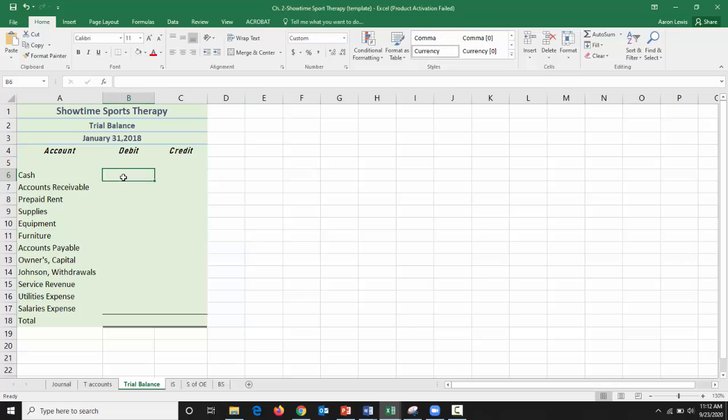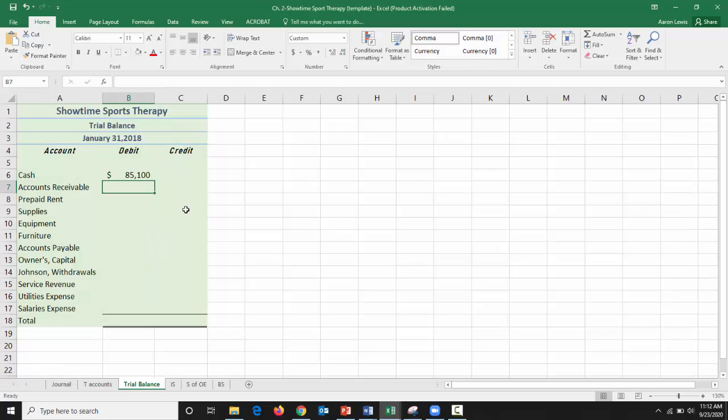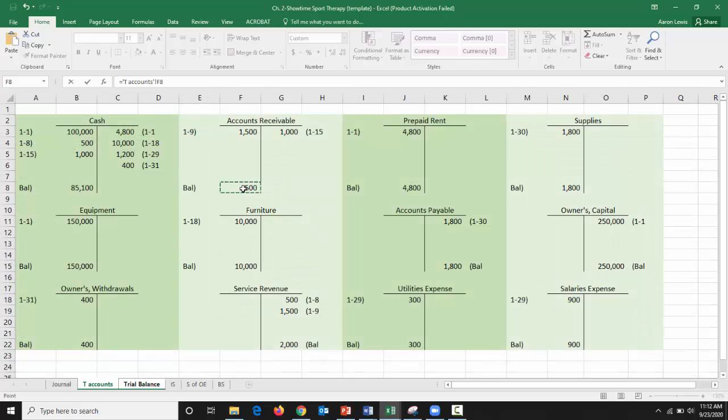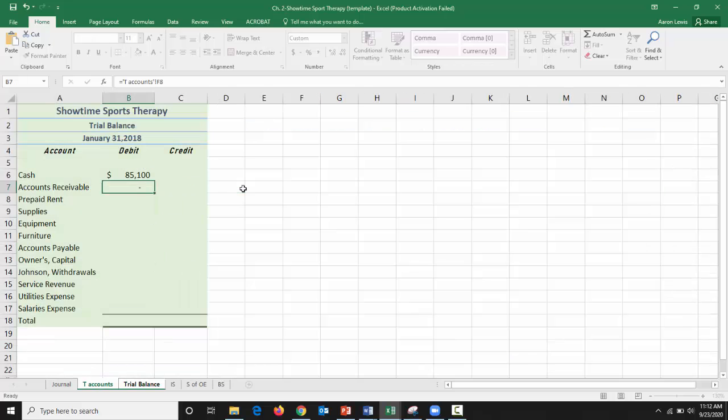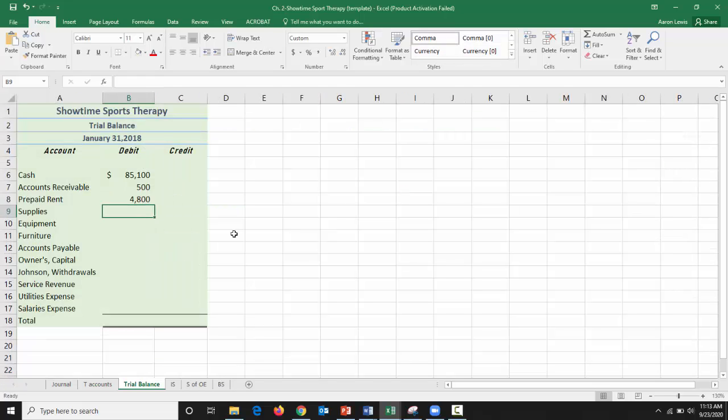So cash was the first account we had. Cash, according to our T's, has a debit balance of $85,100. Well, let's go and bring that number over to our trial balance. Accounts receivable had a debit balance in our T accounts of $500. Let's put this in. Prepaid rent has a balance of $4,800 on the debit side. Let's put it in the debit column of our trial balance.